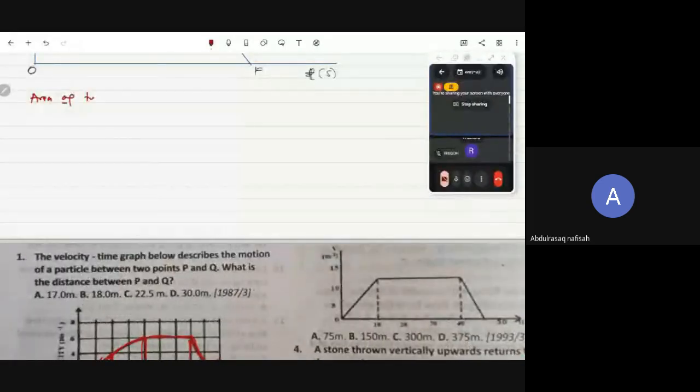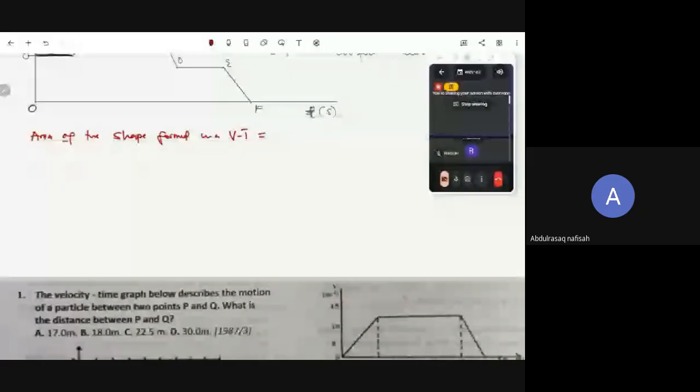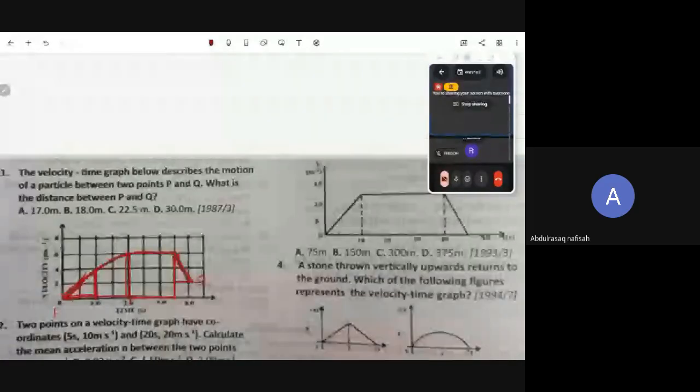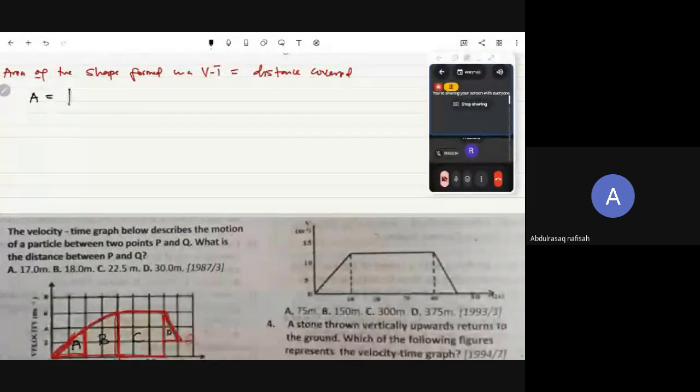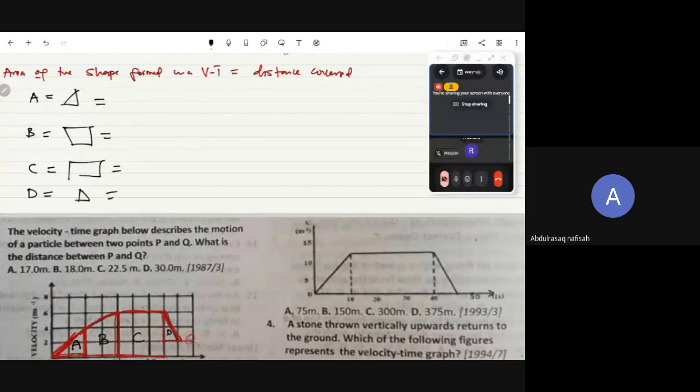The area of the shape formed in a velocity time graph is equal to distance covered. Now, I'm going to label this A, B, C, and D. Shape A is a triangle. Shape B is a trapezium. Shape C is a rectangle. And shape D is a triangle. So we're going to find the area of these shapes and add them together.